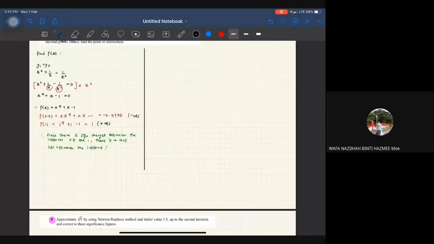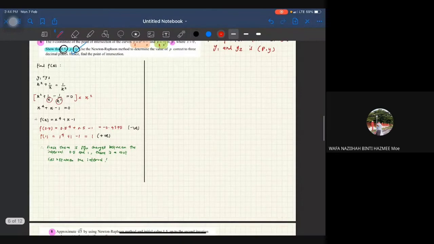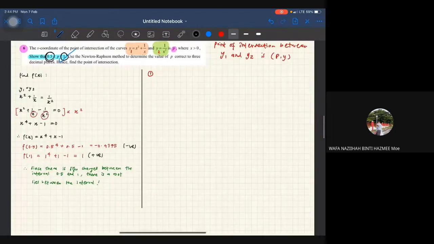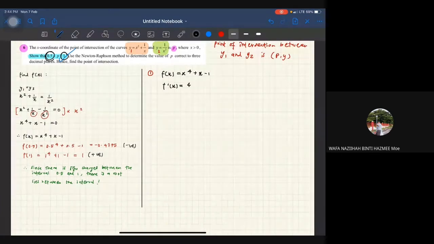Okay, so ni adalah Newton-Raphson method. Yang pertama, awak mesti cari fx. Okay, so you already have fx. So ambil saja dekat sebelah kiri tadi. Fx awak is x power of 4 and then plus x minus 1. This is your fx. Okay, and then you need to also find your first derivative. So dapat 4x cubed plus 1. Settle. Okay, so itu adalah first step.